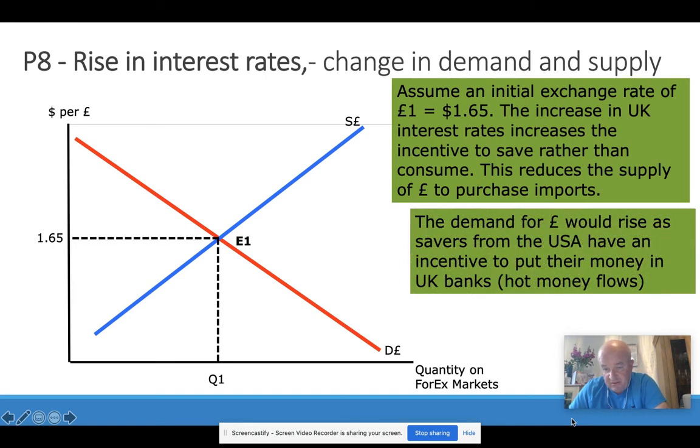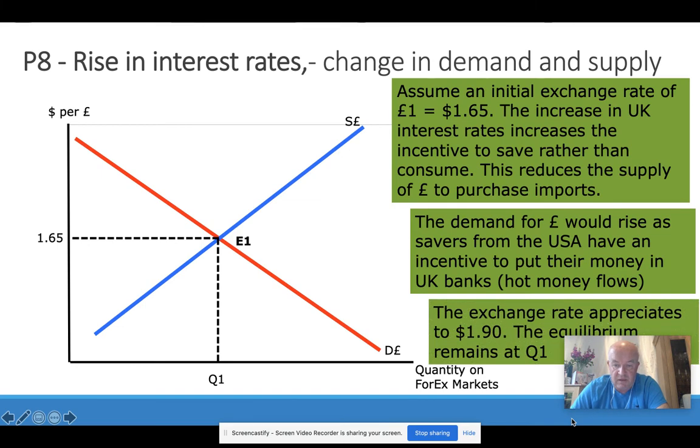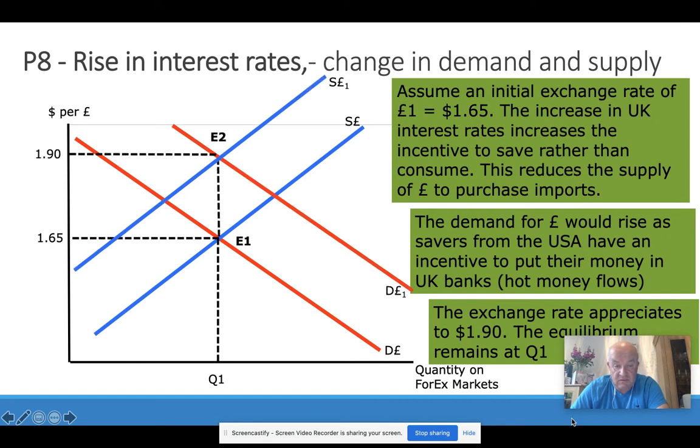The other thing that would also happen, you need to bear in mind, is that if we've got an increase in interest rates, there is going to be a greater incentive for savers in the US to put their money into UK banks through hot money flows, as we've called them previously. So in this instance we've got a shift of both curves. And that process means that the value of the currency is going to increase significantly. So we're going to have two things that are causing upward pressure in terms of the value of the pound against the dollar.